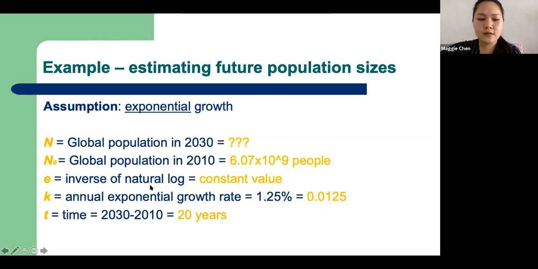e is again the inverse of natural log, this constant value that's right on our calculator that we can just plug in. Then our annual exponential growth rate that we're given is 1.25%. If we rewrite this as a decimal, it's 0.0125. And our time period, since we're looking at 2030 and we're given the population at 2010, is 2030 minus 2010, which is 20 years for our t, our time.